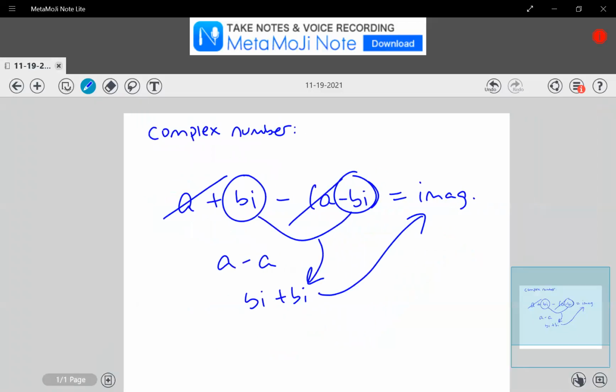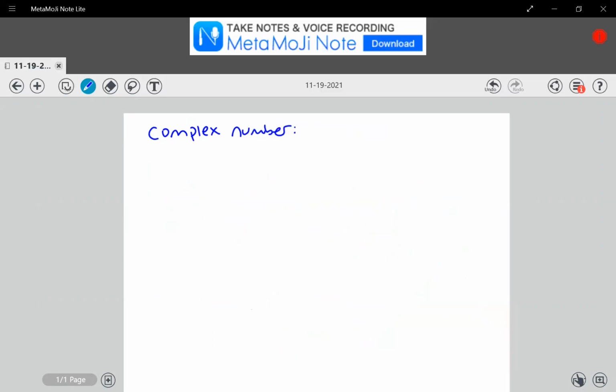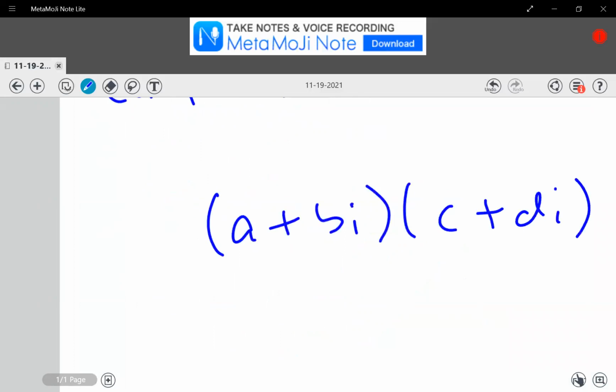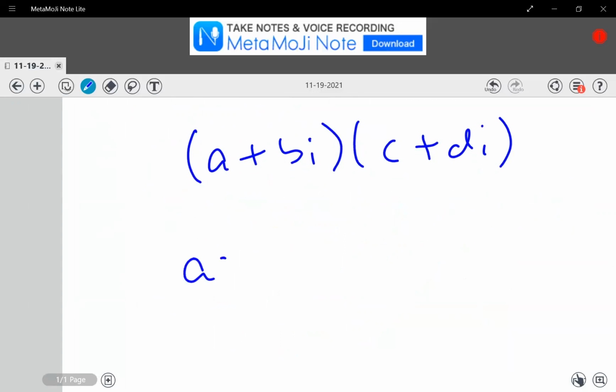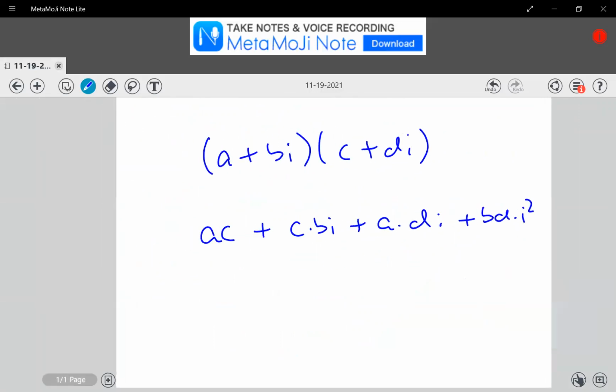So multiplying complex numbers is pretty much the same way as you would multiply with your typical FOIL method. So a plus bi times c plus di: a times c, plus c times bi, plus a times di, plus, well, bd times i squared, which is -1. So this would just be negative bd. FOIL method, same thing.